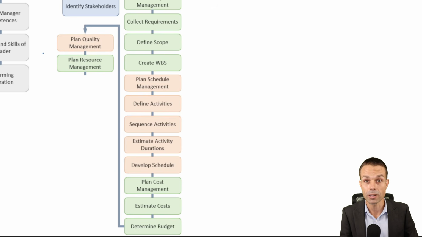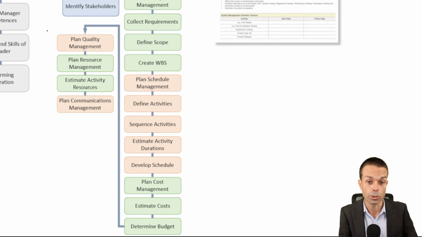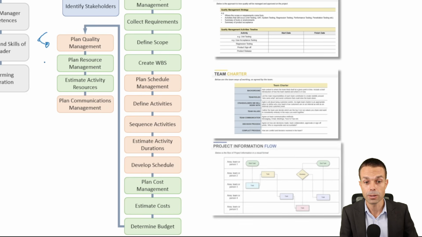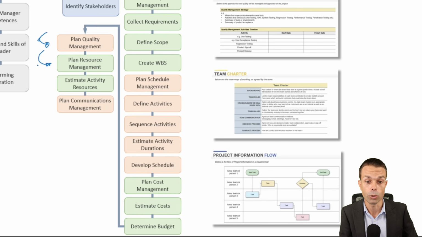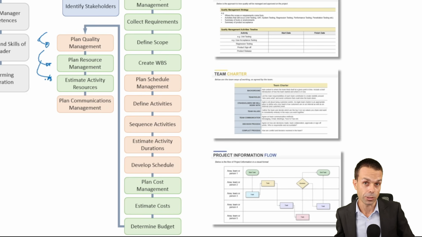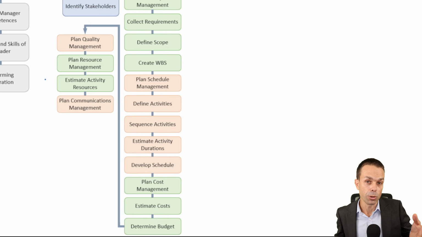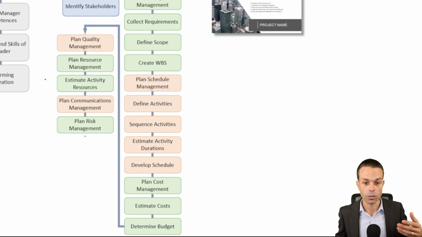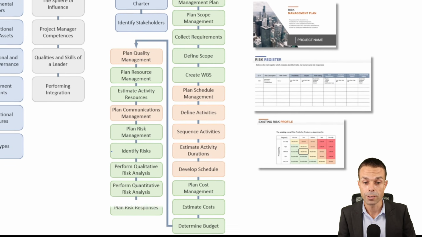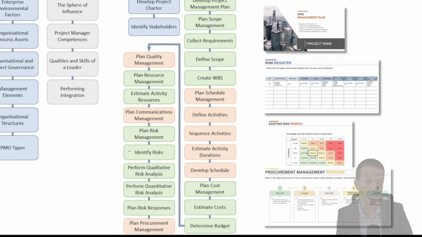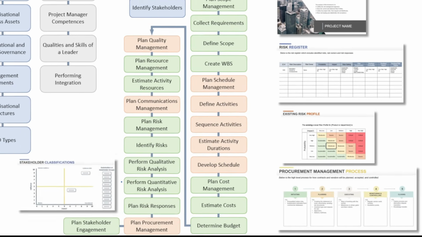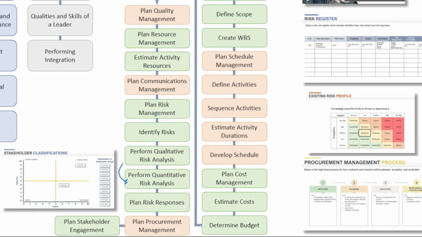Then we can plan quality. So how are we doing quality assurance or testing? Planning resource management. How are we getting people and who are we getting? We need to estimate the resources that we need. Planning communications management. How are we communicating with our customers and with our stakeholders? Planning risk management. We need to identify the risks, perform qualitative risk analysis, quantitative risk analysis, which is much more data heavy, and then plan the risk responses. How are we going to respond to those risks that we find that might impact our project?